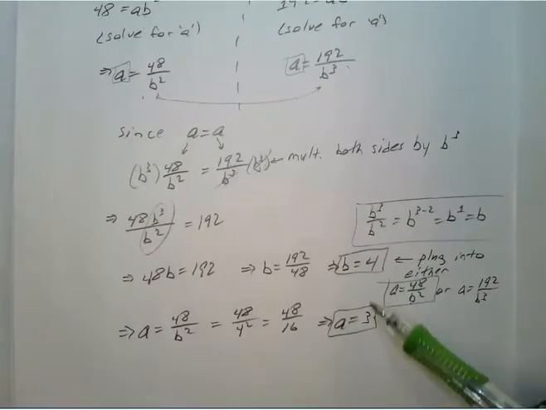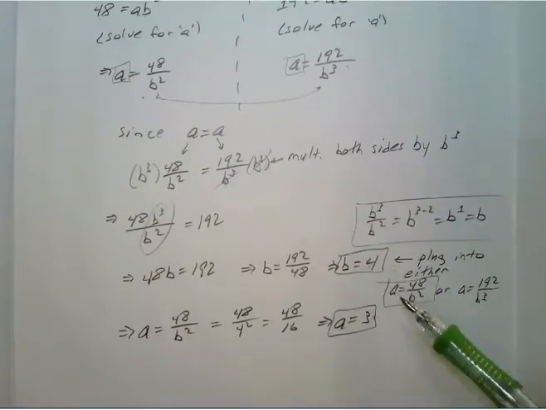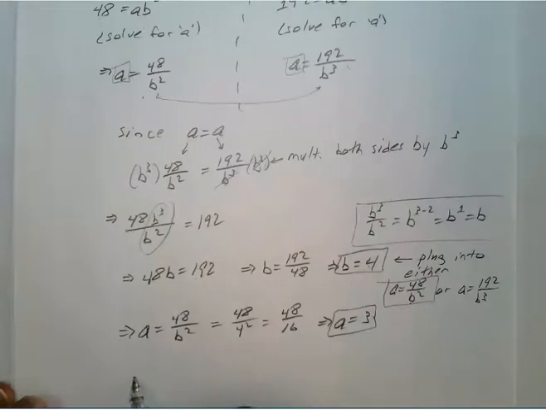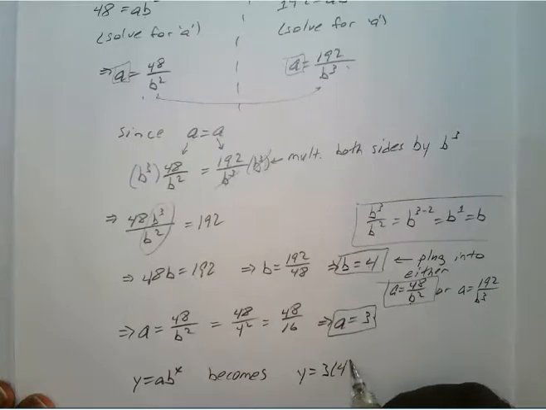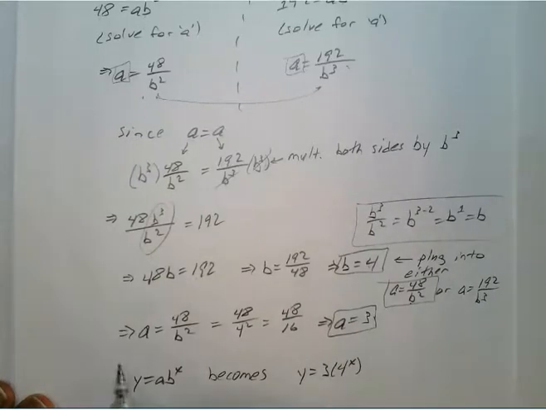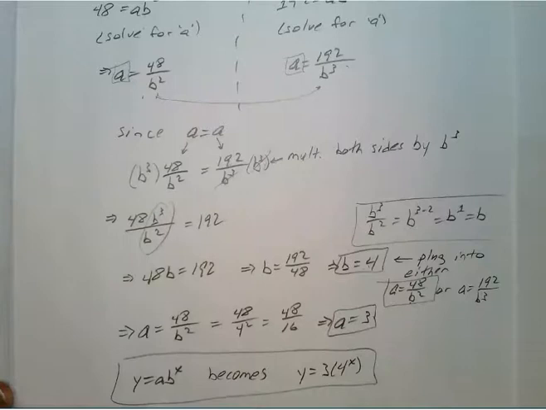Okay, so we have our a, we have our b. We just go ahead and replace that. So y equals a b to the power of x becomes y equals 3 times 4 to the power of x, which is your equation.